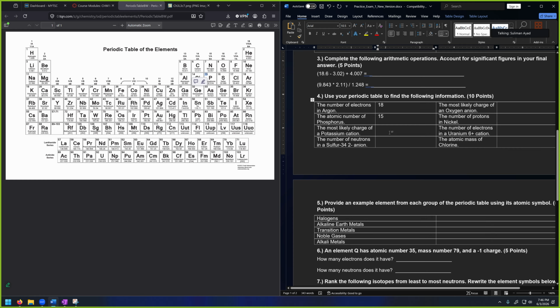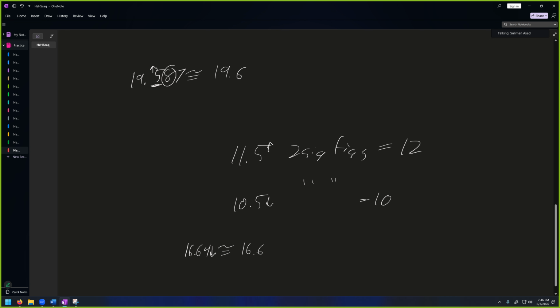Most likely charge of a potassium cation. So cations are positively charged. One of the ways that I've always remembered that is the word cation has a plus sign in it when you write it with my terrible handwriting. So that's one easy way to remember it.